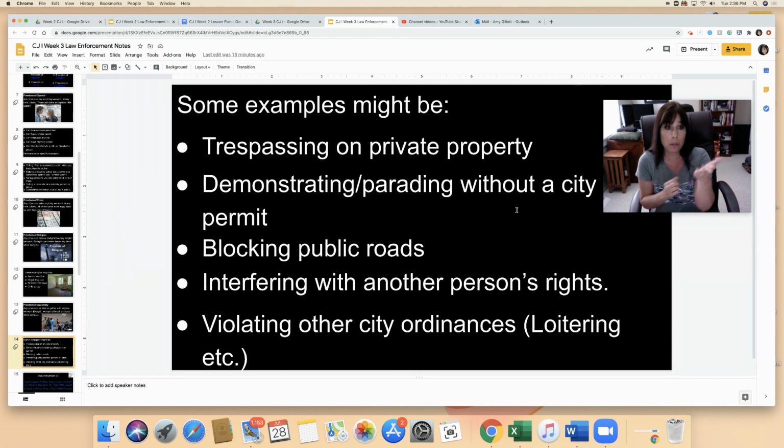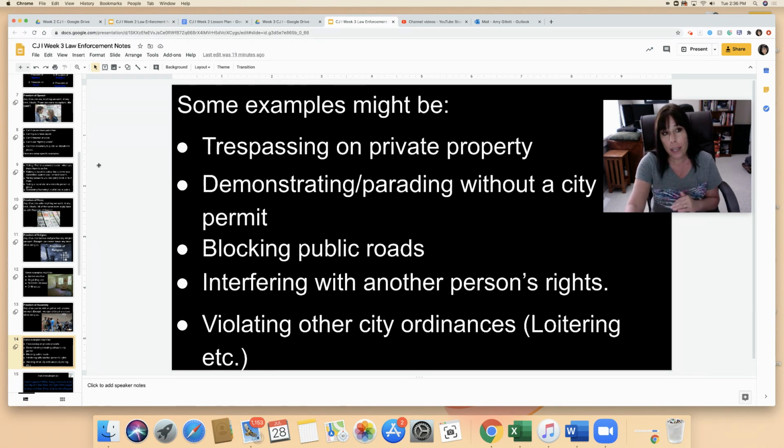And so that's the next bullet. It says interfering with another person's rights. And they can't violate any other city ordinances. So I already mentioned the loitering is just one example. And so this is basically the First Amendment, the four protections. And this is a very introductory lesson into the First Amendment.